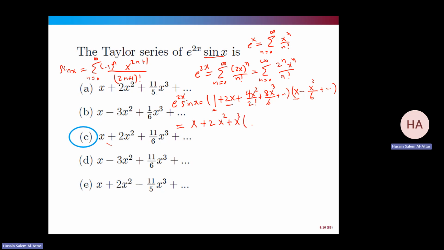Now what will have a coefficient of x cubed? This cubed term, I have 1 times this, which is minus 1 over 6. X will not give me x cubed. 4x squared multiplied by this, 4x squared over 2, that will be 2. That will give me plus 2, that will be x cubed. So this one will be x plus 2x squared plus, 2 which is 12 over 6, minus 1 over 6, that will be plus 11 over 6 x cubed. Plus the rest. So that will be my answer.